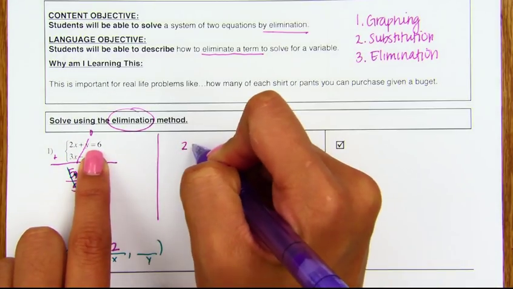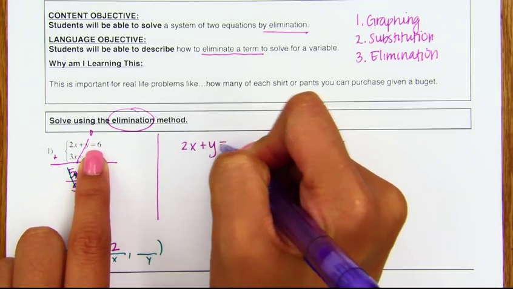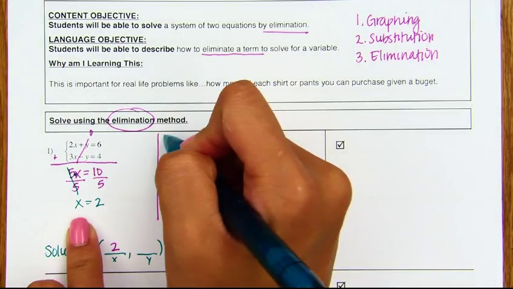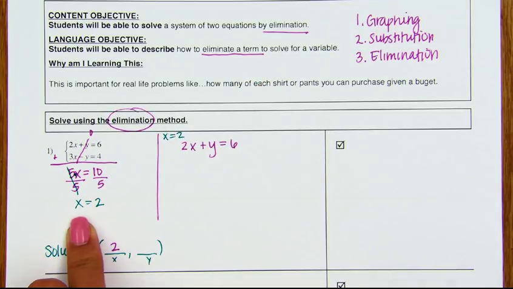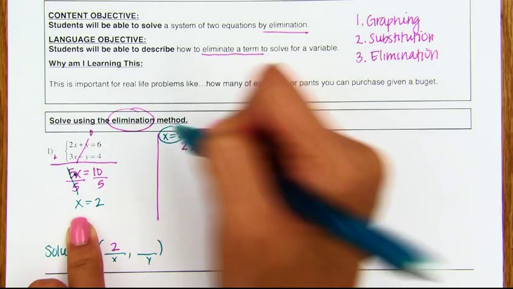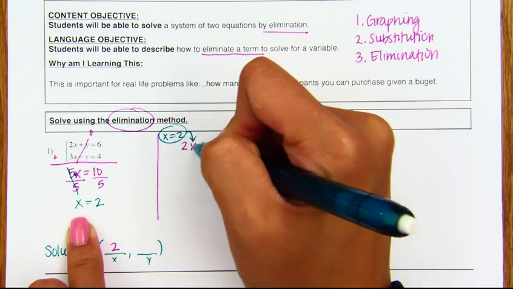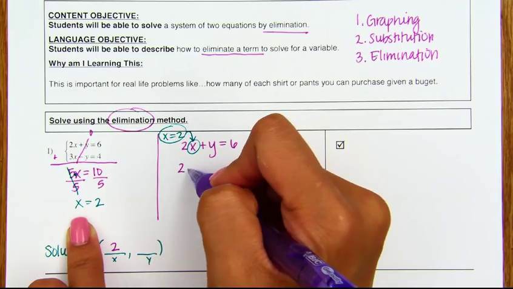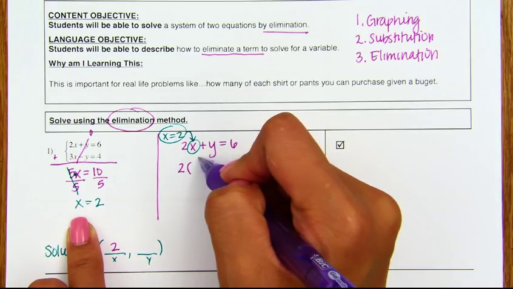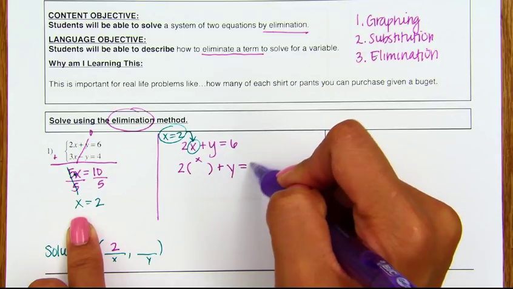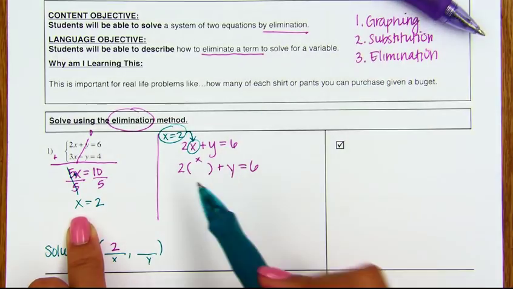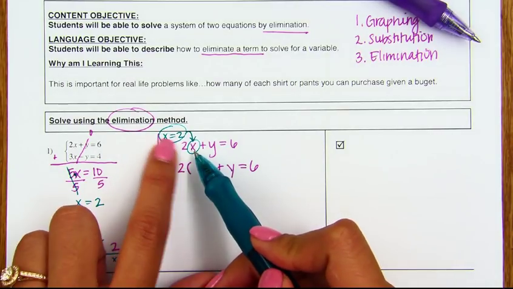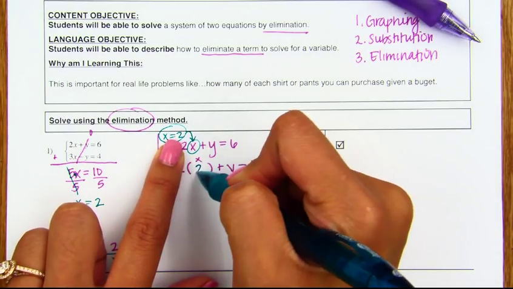So here we have 2x plus y equals 6. But let's not forget what we know. We do know that x equals 2. So I'm going to go ahead and plug this into my x, and only x. So here I'm going to put parentheses for x. Let's put that there. Plus y equals 6. So what goes in here for my x value? Well, let's see. What is x? x is 2. So I'm only going to put in a 2.